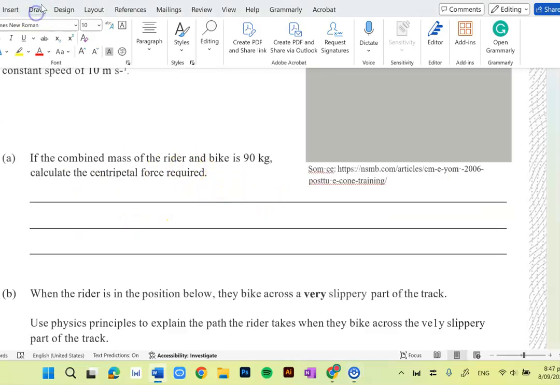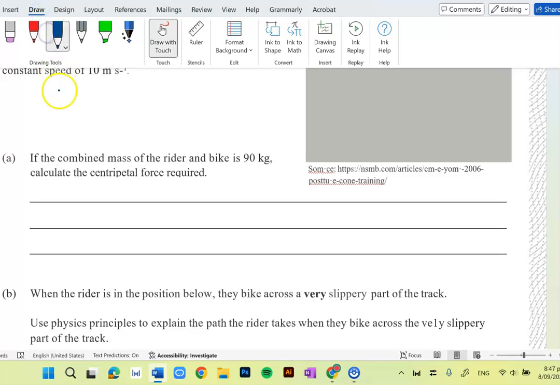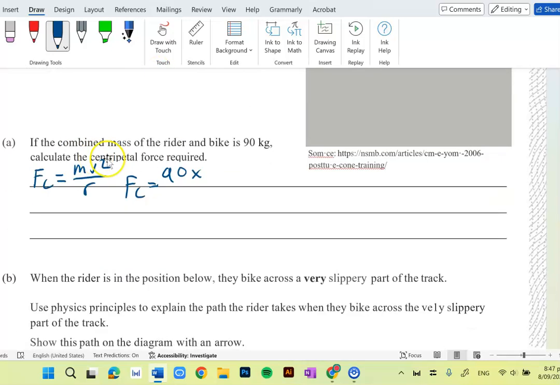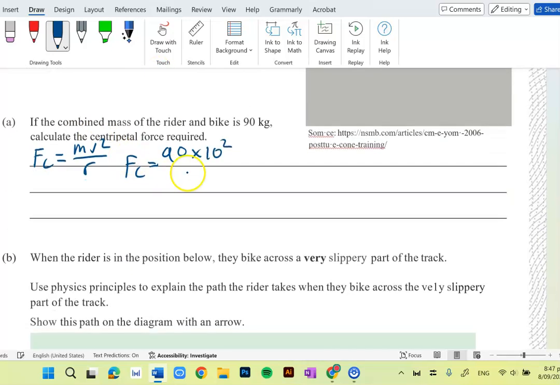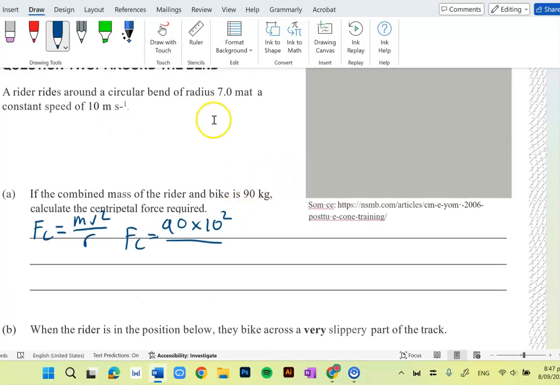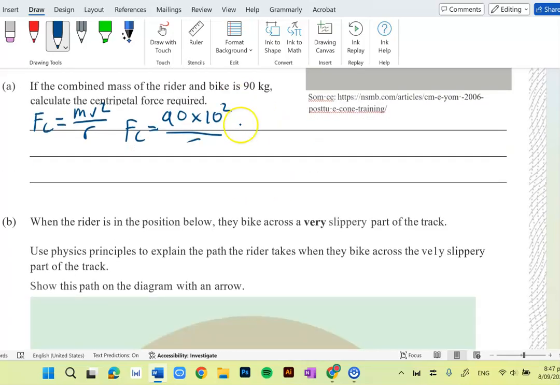Alright. On your equation sheet, you should have a formula that lets you find the centripetal force, and it should be Fc equals mv squared divided by the radius. So we put our values in. The combined mass is 90 times the speed, which is 10. So 10 squared over our radius, which is 7.